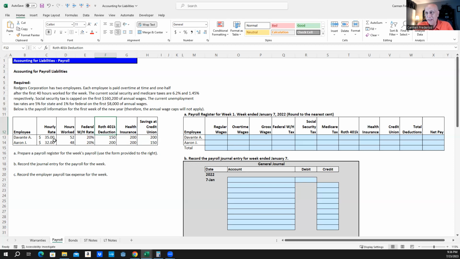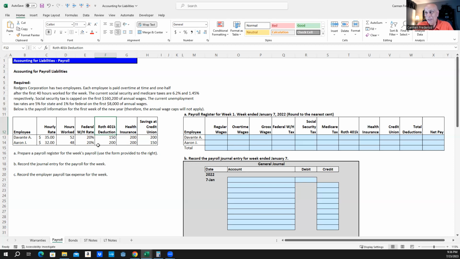Okay, Devante earns $35 an hour. Aaron earns $32 an hour. You can tell I was playing fantasy football when I put this together. Okay, so Devante worked 52 hours and Aaron worked 48 hours. So you can see Devante worked 12 hours of overtime, 12 hours over 40, and Aaron worked 8 hours of overtime. The current federal withholding rate that they pay Uncle Sam is 20%.